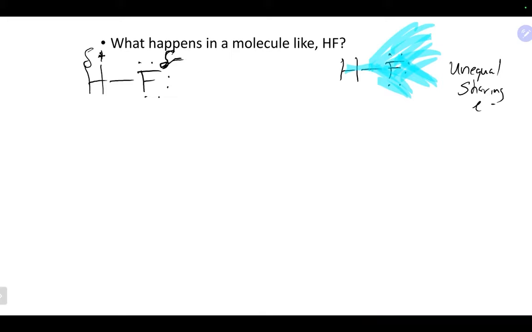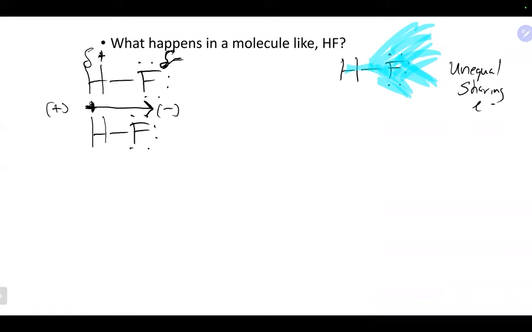It also could be represented by an arrow, which is sometimes referred to as a dipole arrow, where it points to the more negative side, and the back part that makes like a plus sign is to the side that's more positive. That's what it's sometimes referred to as a dipole arrow.